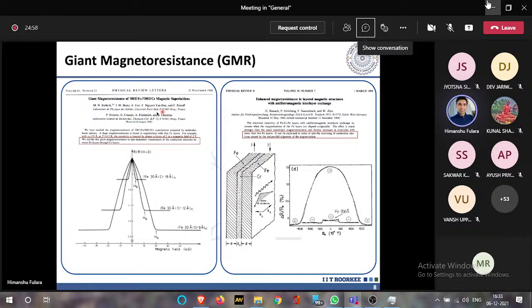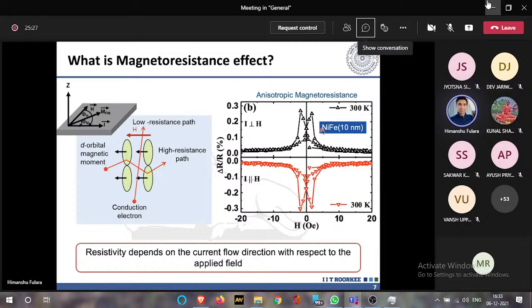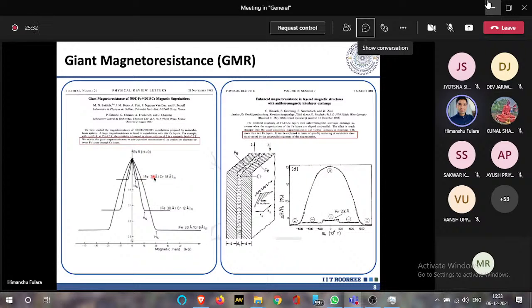So in 1988, these authors were led by Albert Fert, and these authors were led by Peter Grunberg. Albert Fert's group in France basically measured the same effect in multilayers of iron and chromium. Here I have shown only a ferromagnetic layer, and here they fabricated these iron chromium multilayers.